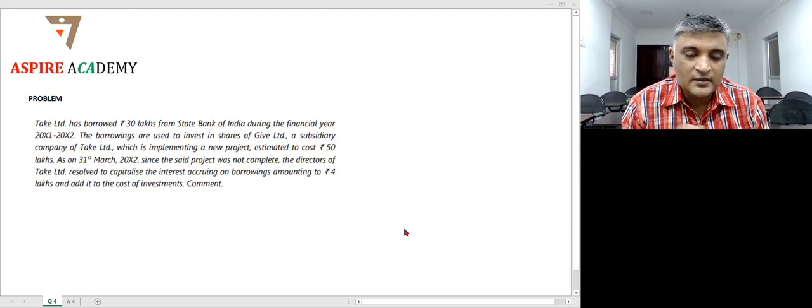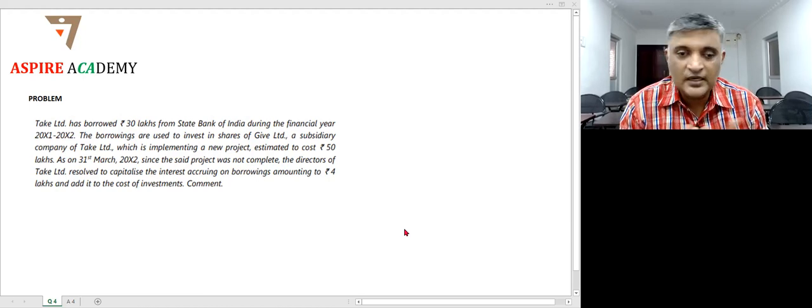To capitalize an interest, it should be a qualifying asset. Shares is not a qualifying asset because it is already there. It does not require any substantial period of time for its intended use. It's already there. It's ready. So shares per se, it's a non-qualifying asset. So the idea of the company to capitalize the 4 lakhs and add it to the cost of investment is not tenable. That is the answer.